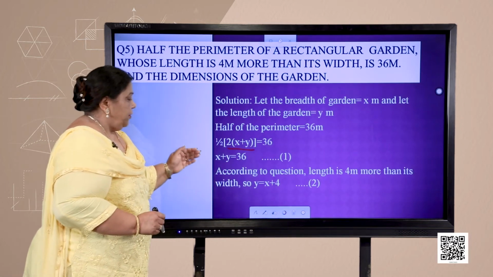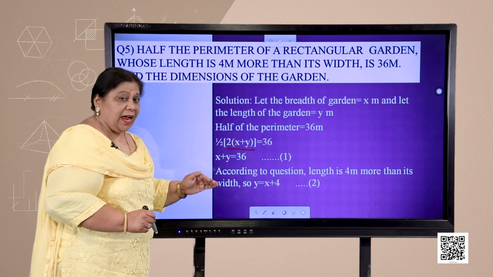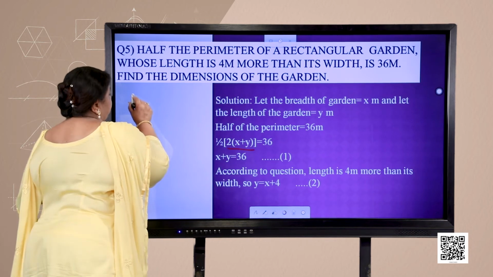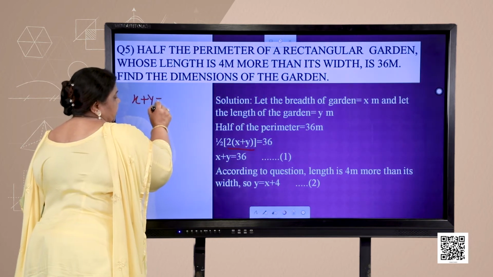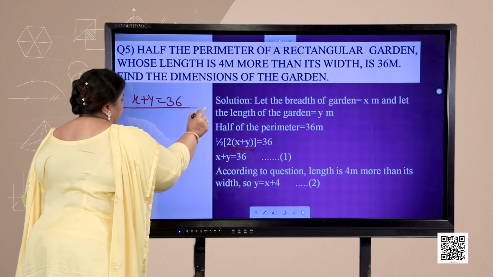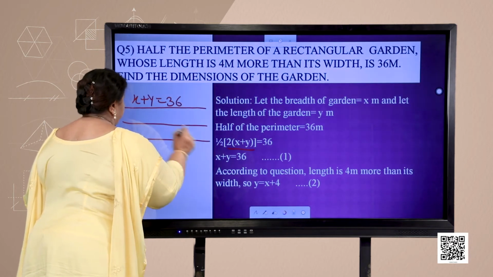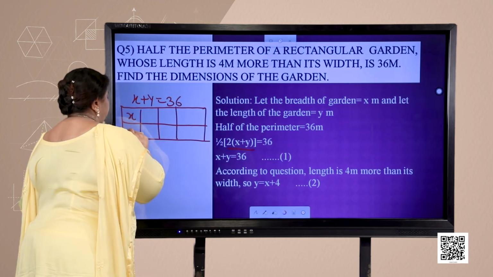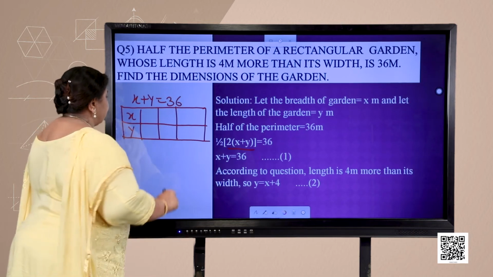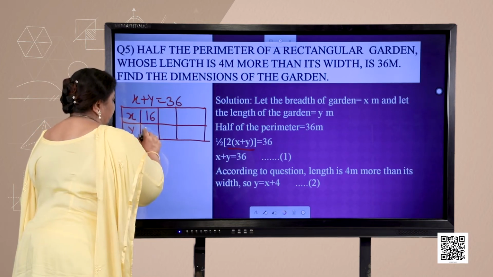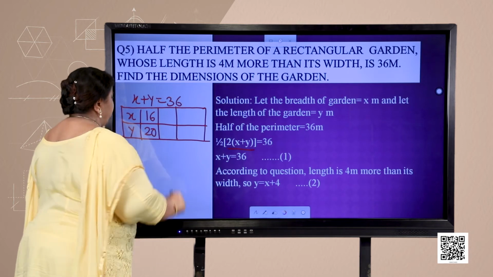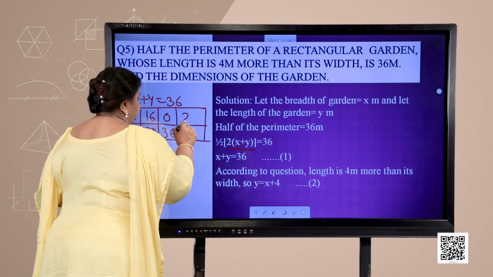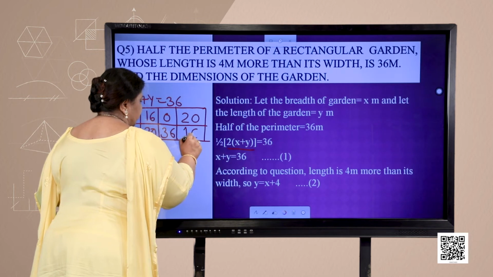In this, we will be calculating the points so that we can solve the question graphically. We have x plus y is equal to 36. Let us find out the points. If I take the value of x as 16, what is the value of y? It is 20. And if I take x as 0, y has to be 36. And if I take the other way, if it is 20, I get this as 16.